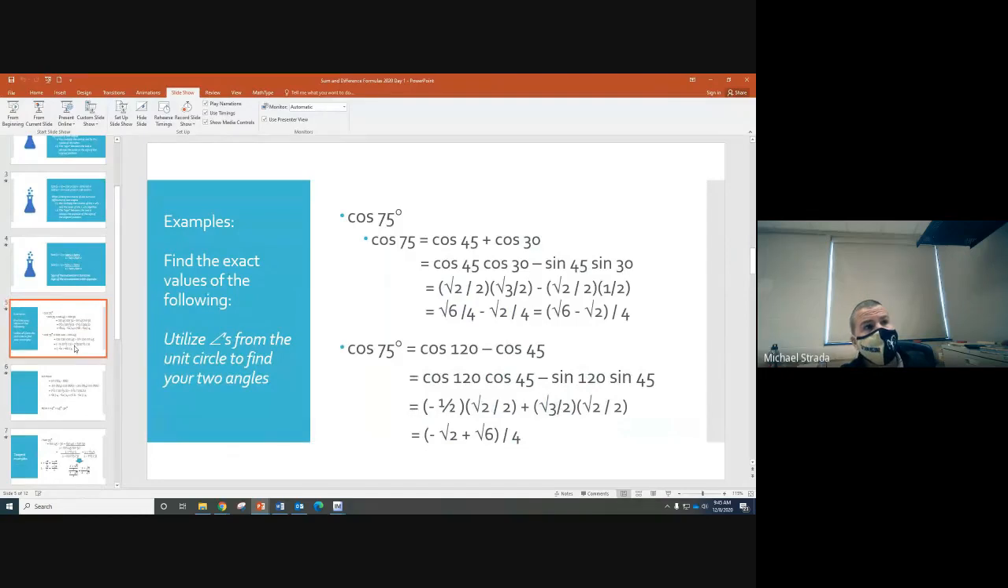And since they have a common denominator, I end up with root 6 minus root 2 over 4. Okay. If you can get right from there to there, I'm fine. Now, just so you know, and you don't necessarily have to write this down, it could also be written 120 minus 45. And then it would be cosine 120 cosine 45 plus sine of 120 sine of 45.